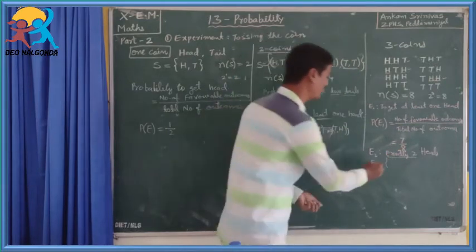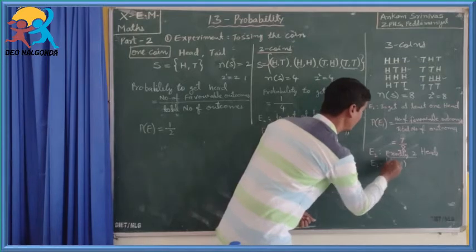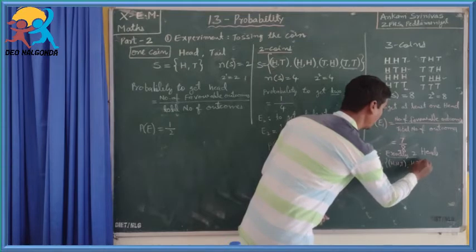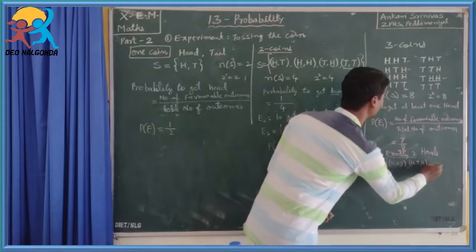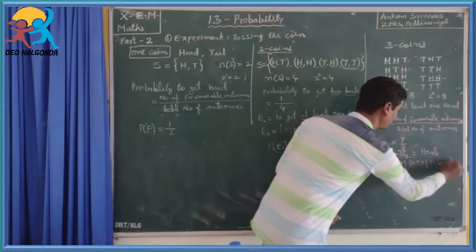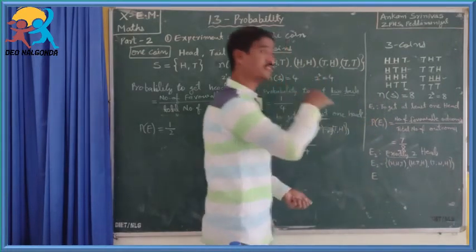No. So we have here HHT as the first one, second one HTH, and the third case THH. So what is the probability to get exactly 2 heads?